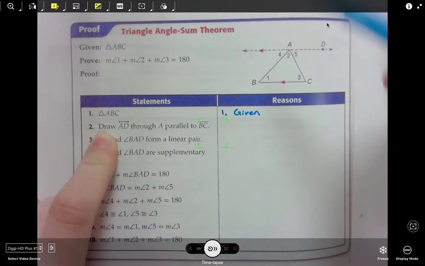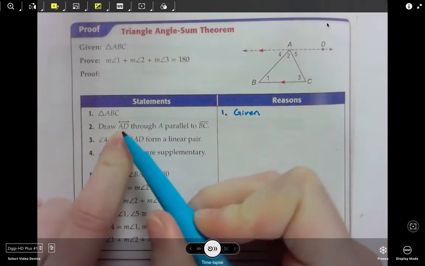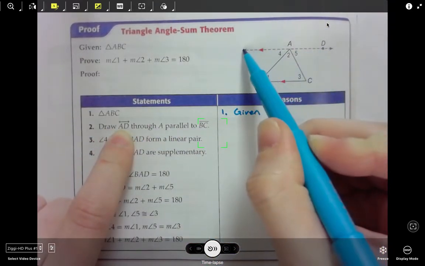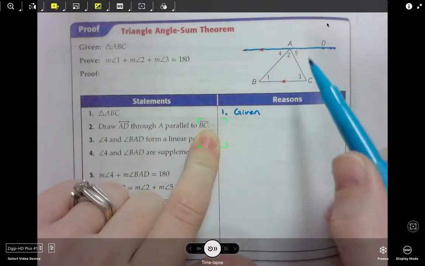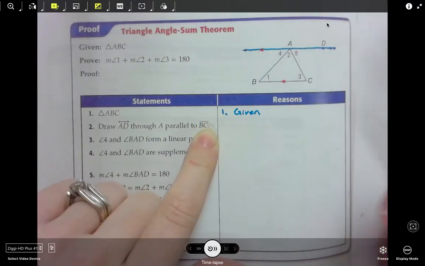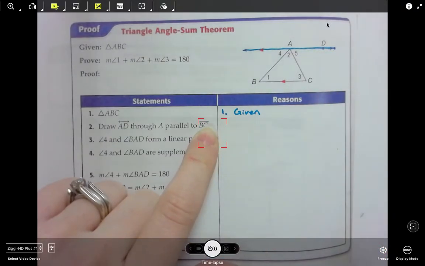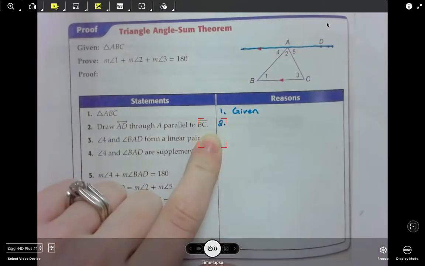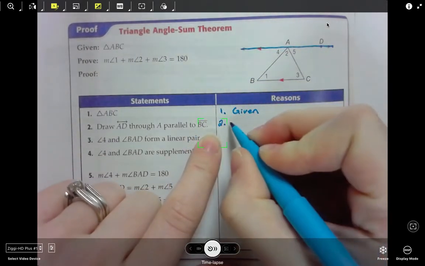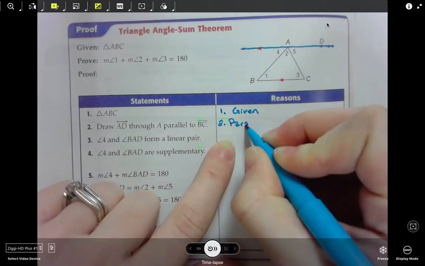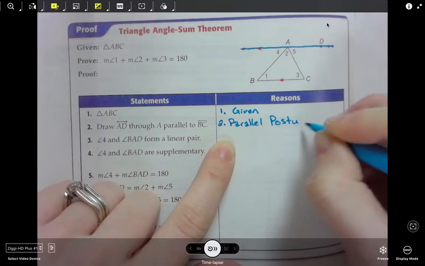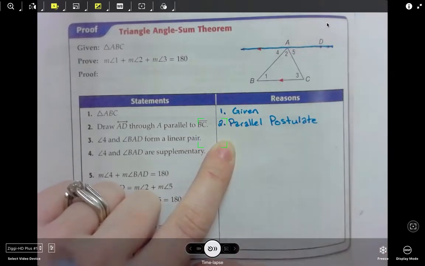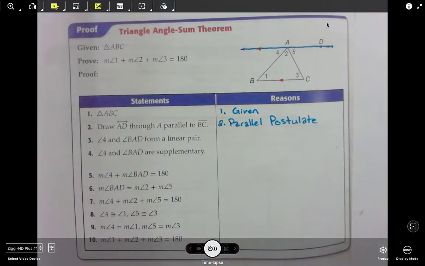Then what they did for this guy is they drew a line, AD, this line right here, through A that's parallel to BC, okay? They drew that line through there just to help us out because that's going to get us to the next step. So that's something called the parallel postulate. And that's something that we don't use a whole lot. I wouldn't worry about trying to memorize that or anything, but that's the parallel postulate, okay?